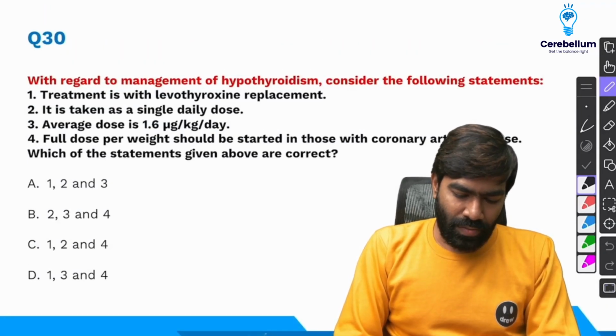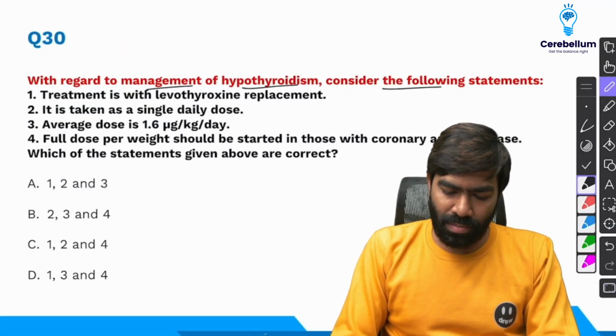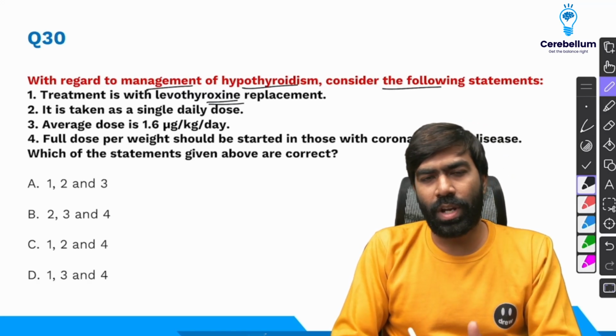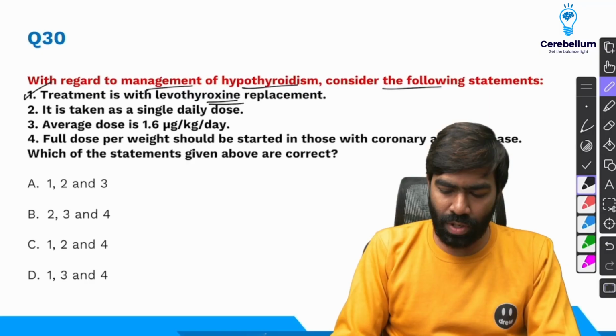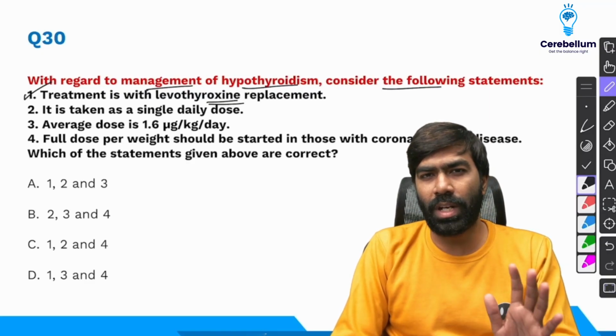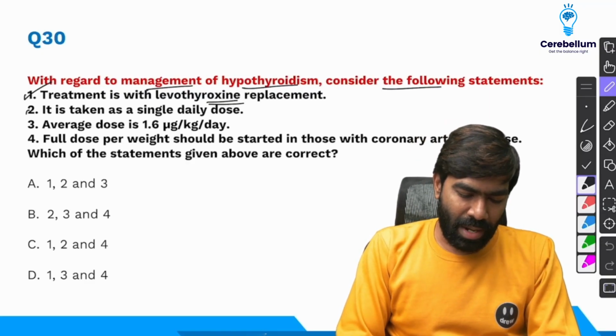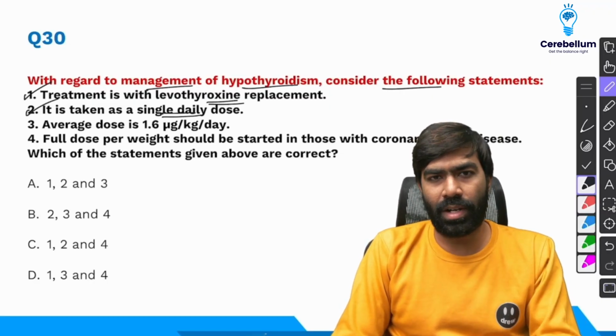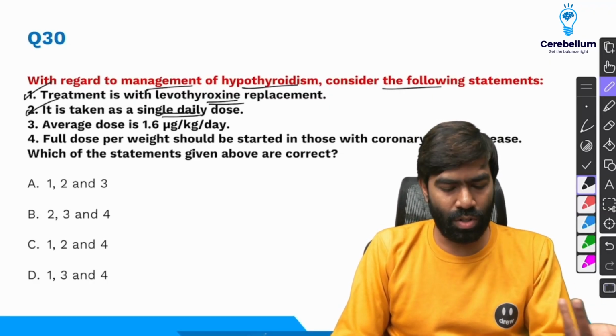Going to 30th question, with regards to management of hypothyroidism, consider the following statements. Treatment is going to be levothyroxine replacement. For any hypothyroid patient, subclinical or overt hypothyroidism, the treatment of choice is going to be levothyroxine replacement. So it can be taken as a single daily dose because the half-life of levothyroxine is approximately 7 days. You can take it as a single daily dose, not a problem.